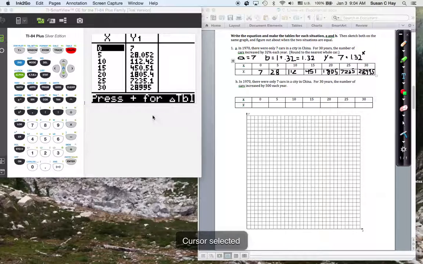Now let's go ahead and enter our second equation. First we have to write it. So this is obviously linear. It's going up by the same amount each year. Our slope is going to be positive. It's increasing. So it's an mx plus b. So in this case, m is 500, positive 500. And then b is the starting amount, the same as the other one, which is 7. So y equals mx plus b. We get y equals 500x plus 7. So that's the equation we're going to use.